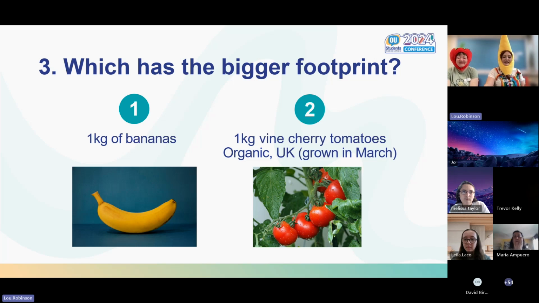We're going to move on. Your answers will be coming in just a moment. We're going to take a short interlude to have a look at some carbon footprints.